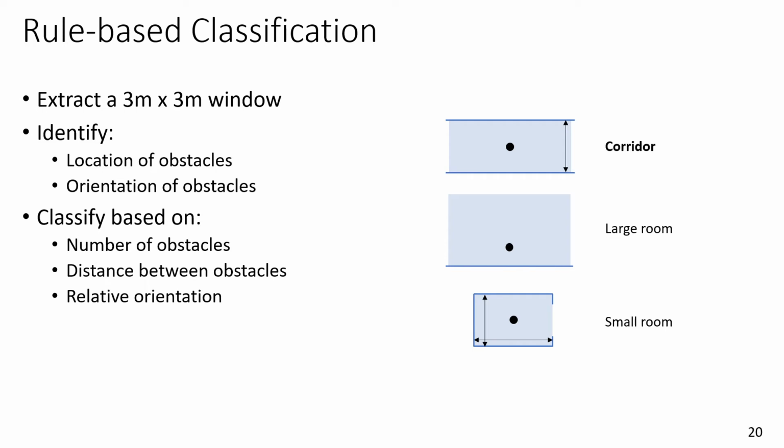The first example shows 2 obstacles parallel to one another with a sufficiently small gap. This is classified as a corridor. If there is just one obstacle, it is considered as a large room. Finally, if there are several obstacles close to one another, it is classified as a small room.